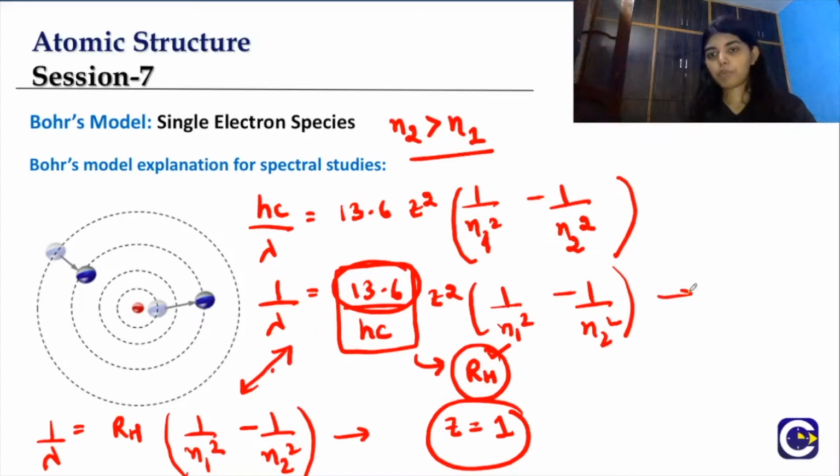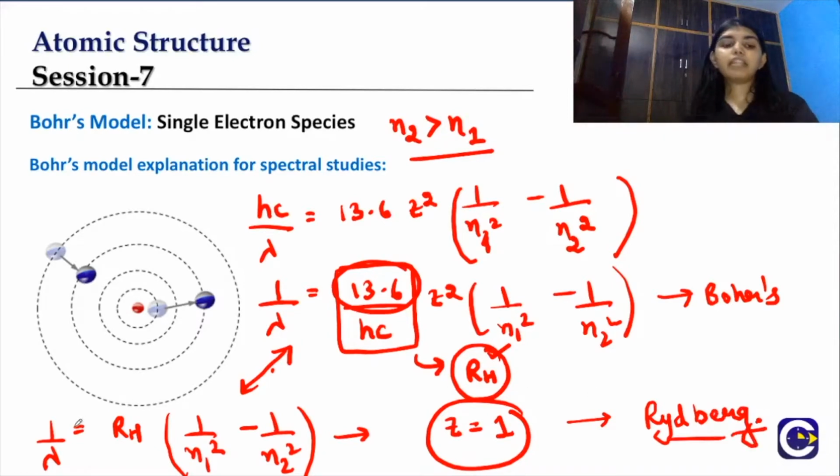This one was proposed by Bohr and this one was proposed by Rydberg, right. So both of them were coming to the same formula. The only difference was that Rydberg gave an equation without the explanation, while Bohr was able to explain the concept fully, how that particular equation can be derived.